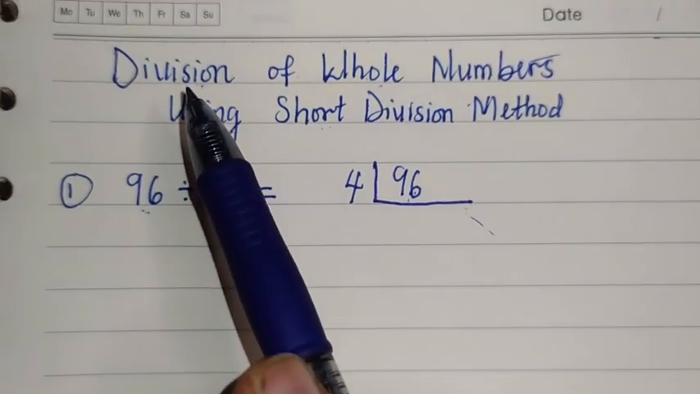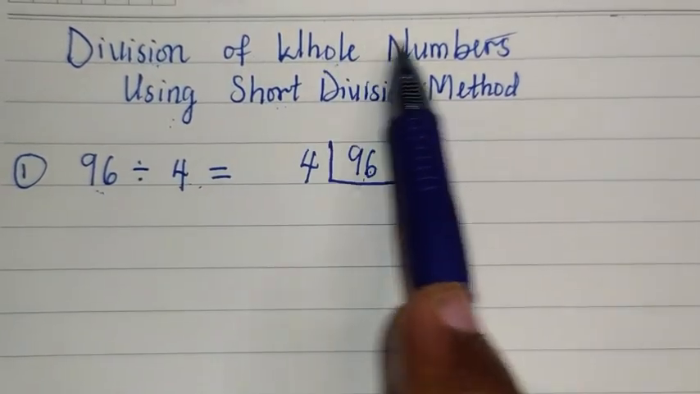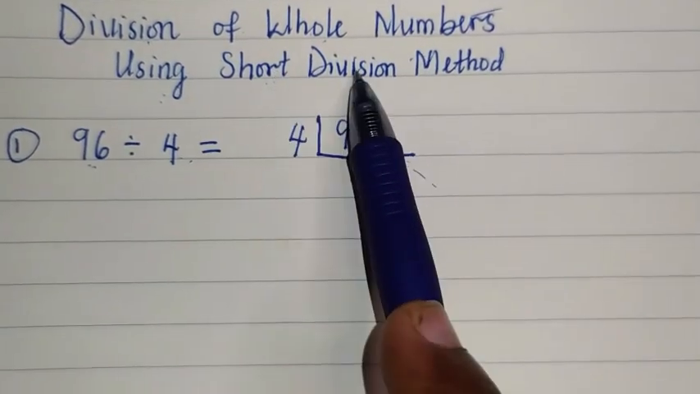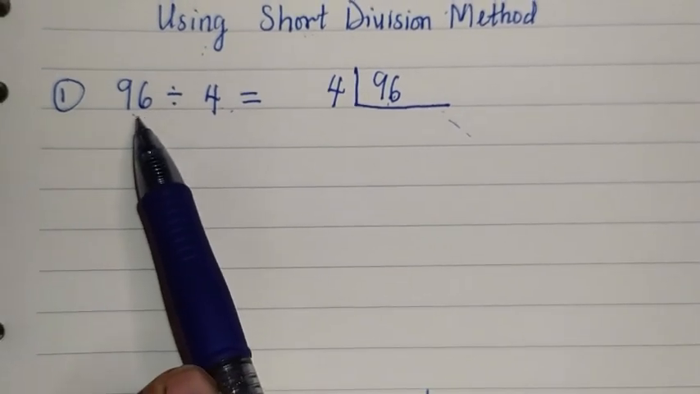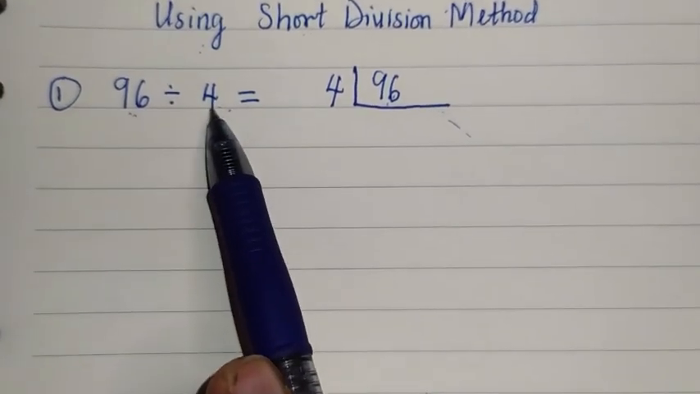In this lesson, we are going to learn division of whole numbers using the short division method. So, our first example, we are going to divide a 2-digit number by a 1-digit number.